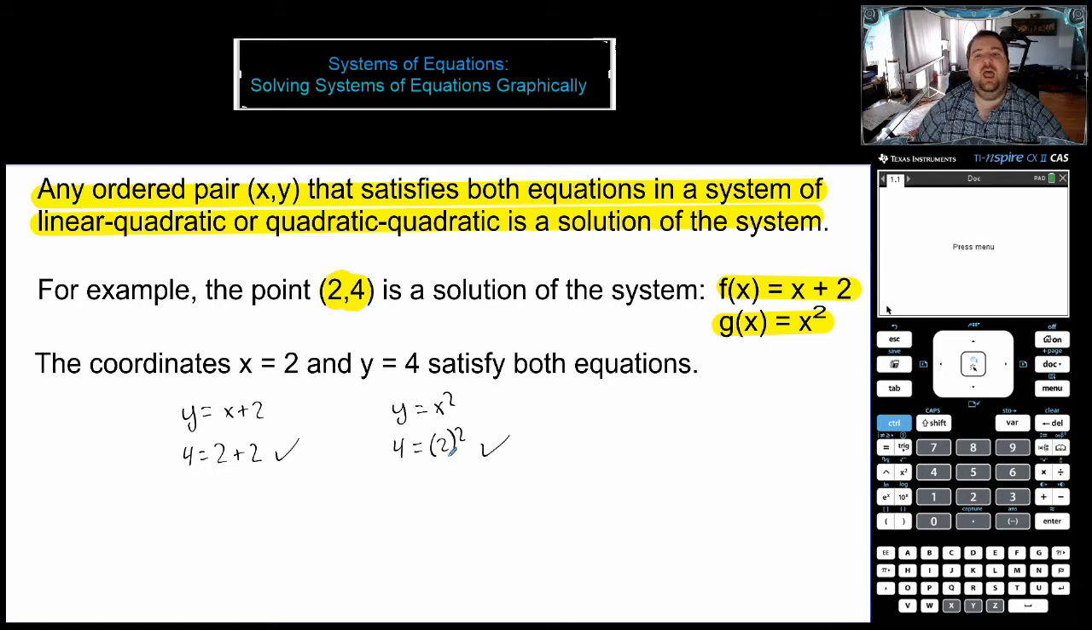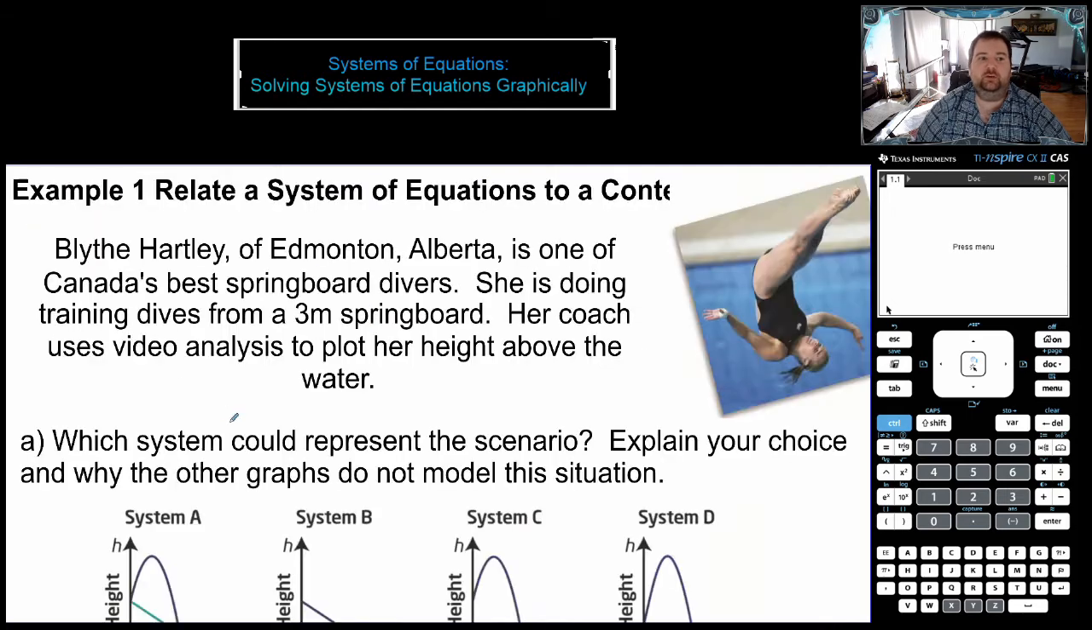This is going to be how you verify your solutions once you find them. You use those points, you plug them back into your original equations, and you make sure that they actually are solutions of both equations.